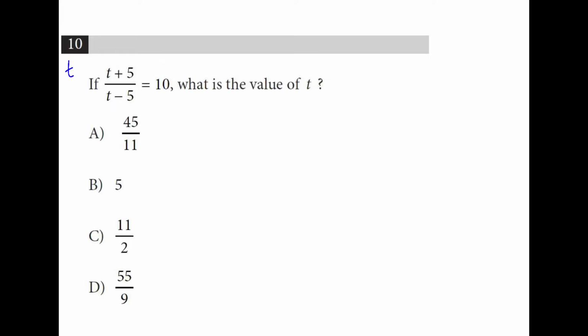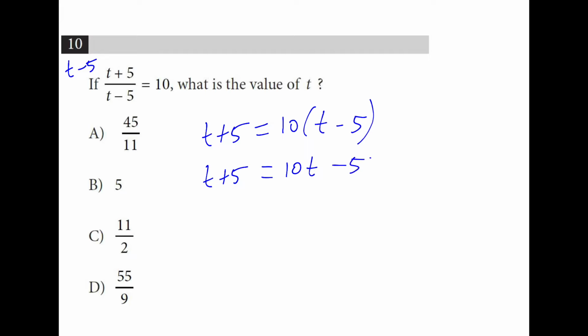If I multiply both sides by t minus 5, I'm left with t plus 5 is equal to 10 times t minus 5. If I distribute, I have t plus 5 is equal to 10t minus 50. If I move all the t's to the right, I have 9t. And on this side, I have 55. So if I divide both sides by 9, this is my answer.